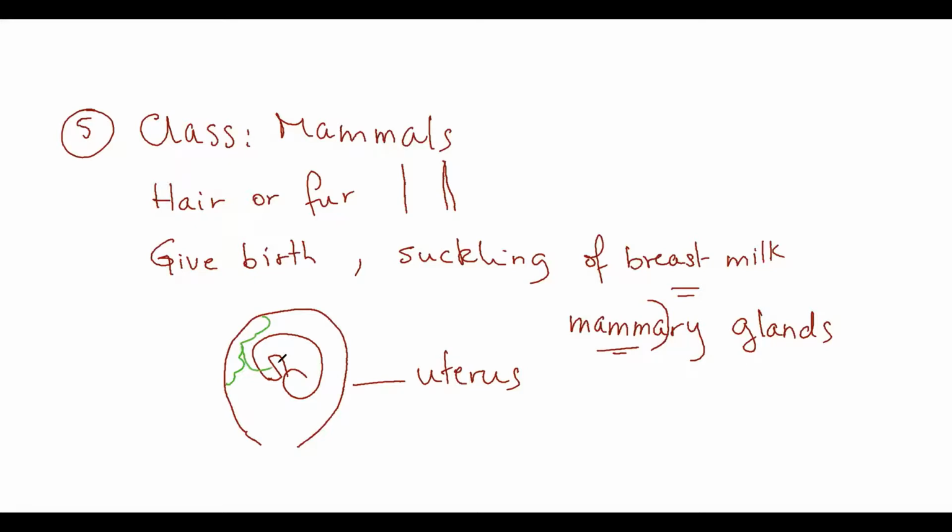From this placenta, the developing baby is fed while it is still inside the uterus of the mother. It is still a developing embryo, so it has to feed. So the food and oxygen, of course, come from the mother to the baby across this placenta. So these are characteristics of the mammals. They feed their young by breast milk produced in mammary glands, and they have a placenta in their uterus in order to feed their developing embryo.